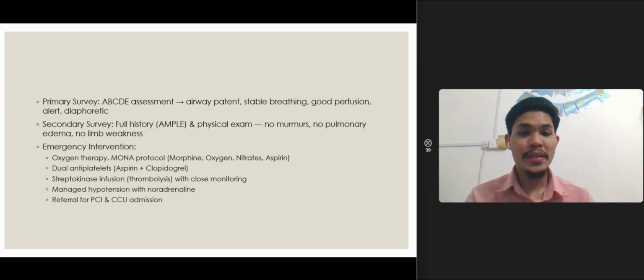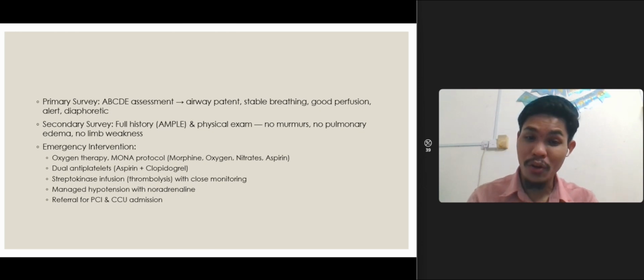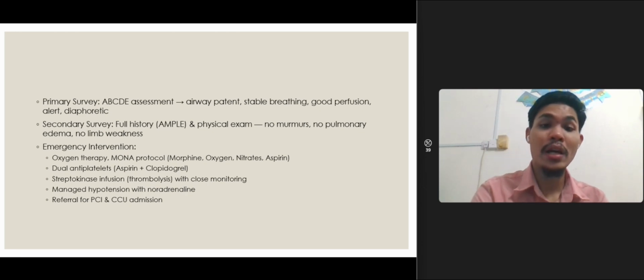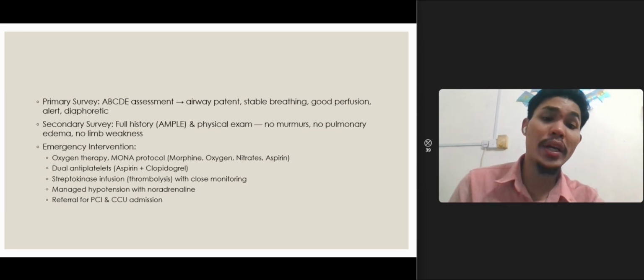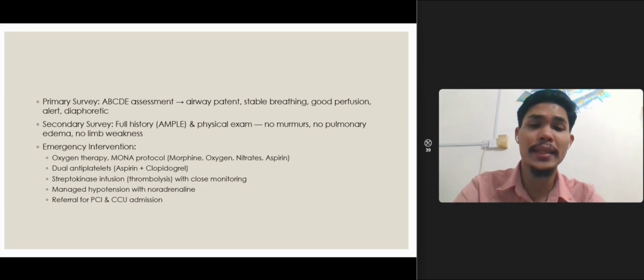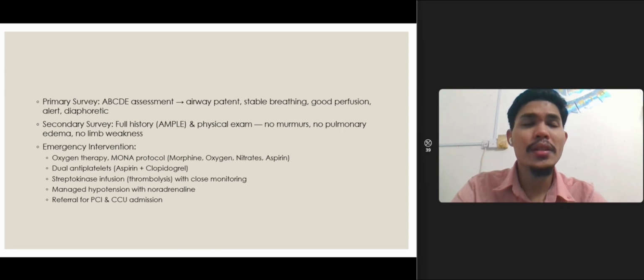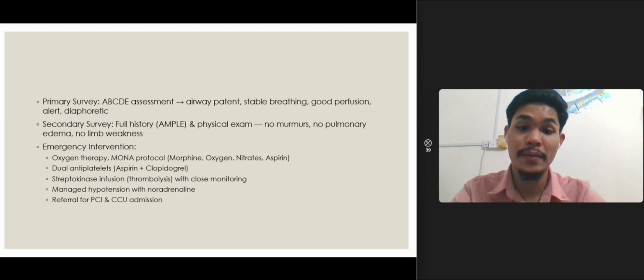In the emergency treatment, we can follow the MONA. MONA is morphine, oxygen, nitrates, and aspirin, along with clopidogrel as dual antiplatelet therapy. This strategy was used as a reperfusion method, which is essential in rural settings without immediate PCI access.